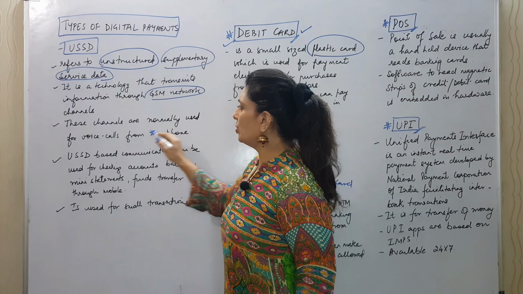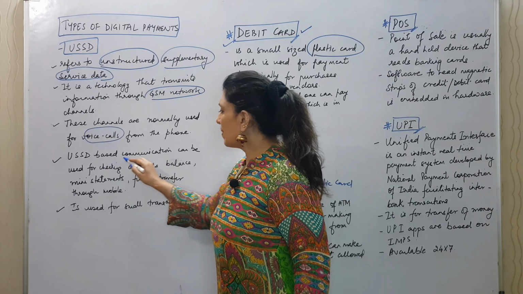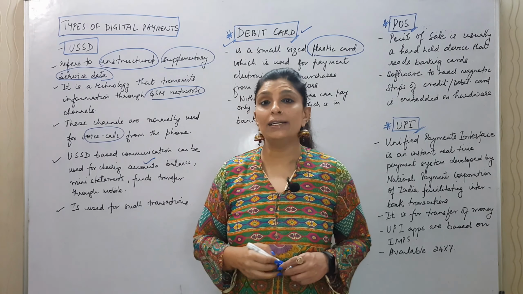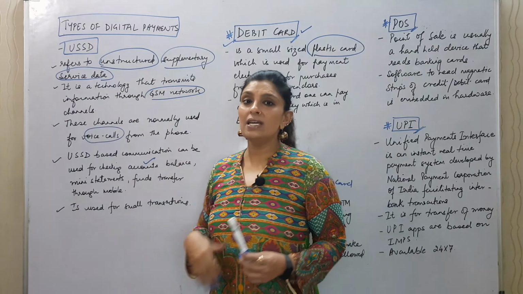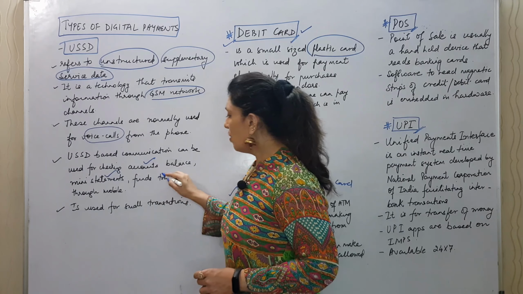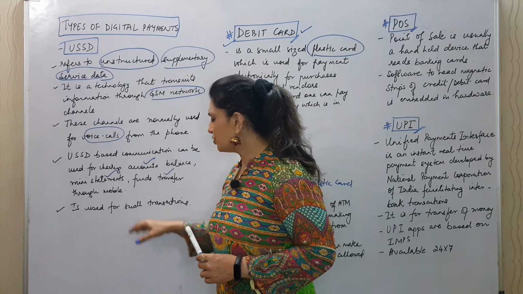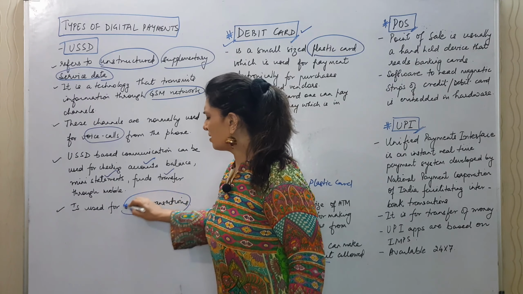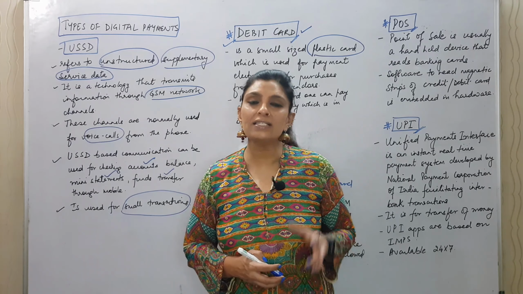These channels are normally used for voice calls from the phone. USSD based communication can be used for checking account balance. Like I have internet banking in my phone, I can easily access through USSD my account balance, mini statements, funds transfer details, and it is usually used for small transactions. Some banks allow somewhere around 5,000 rupees to get transferred through USSD.